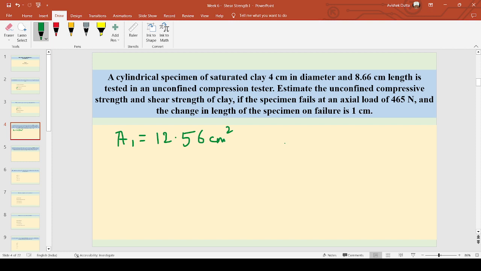Now on failure there will be a change in area, and that area will be equal to A2. A2 will be equal to A1 divided by 1 minus del L by L, and that area will be approximately equal to 14.21 centimeter square.